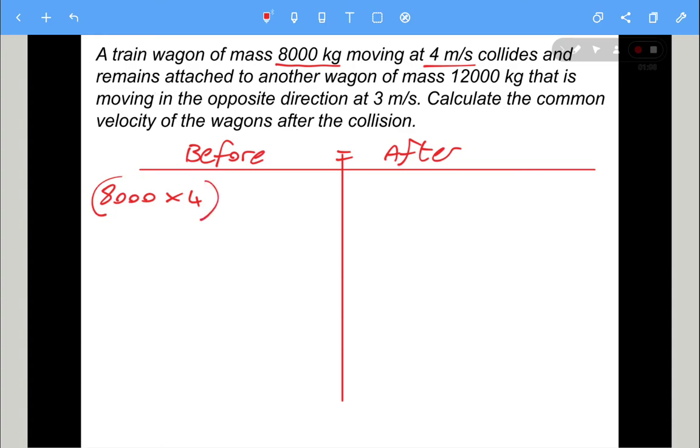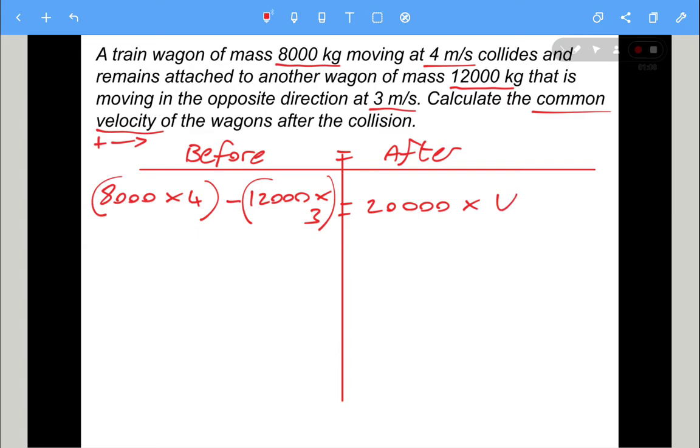And it collides and remains attached to another wagon of mass 12,000 kilograms that's moving in the opposite direction. With this first one, we took right as positive, but if it's traveling in the opposite direction, we need to subtract the momentum of the second wagon. So that would be minus 12,000 times 3, put that in brackets, equals the momentum after. It says calculate the common velocity, so that means the wagons attach together. So we need to do 12,000 plus 8,000 kilos, which gives us a total mass of 20,000, and then we multiply that by v, the unknown common velocity. Then we just need to figure it out.